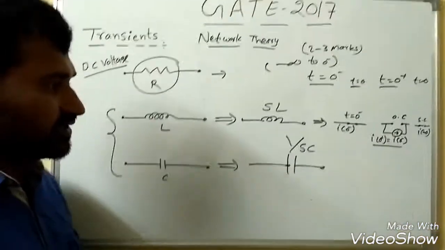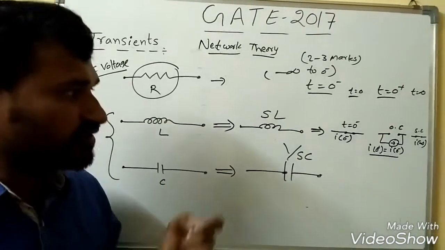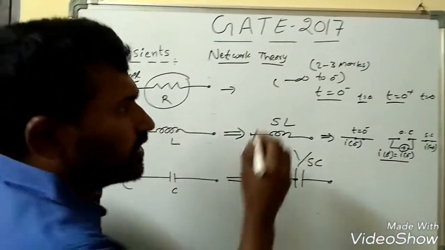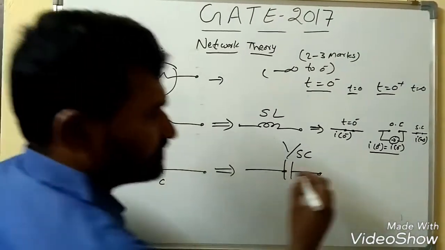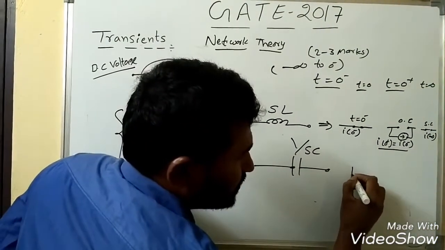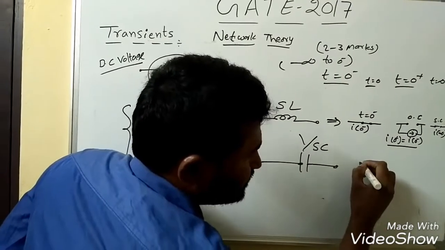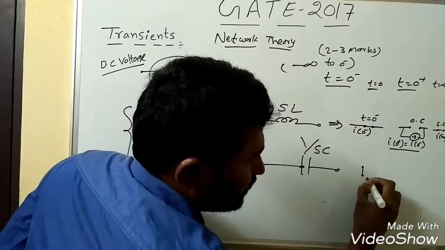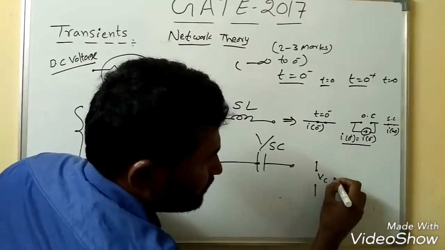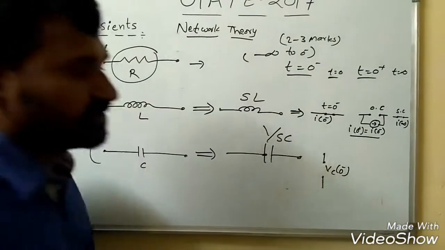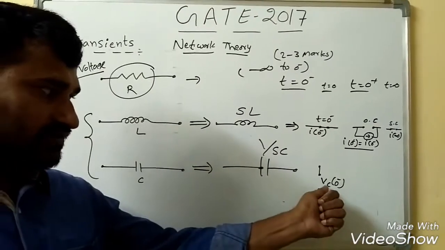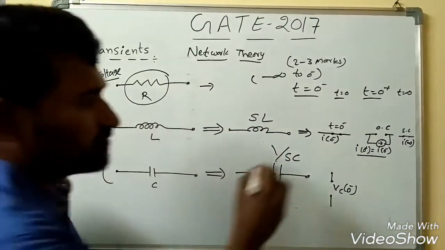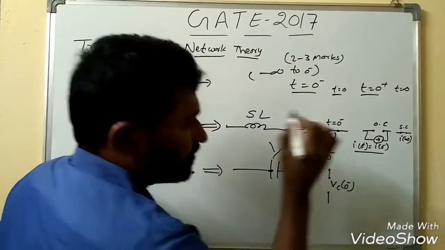Now similarly for the capacitor, how will it be? It is like the opposite. At t equal to 0 minus, the capacitor has reached steady state. That means it is an open circuit, right? So whenever it is open, what is the condition? It has stored some energy in the form of electric field or voltage, that is Vc of 0 minus, at t equal to 0 minus.